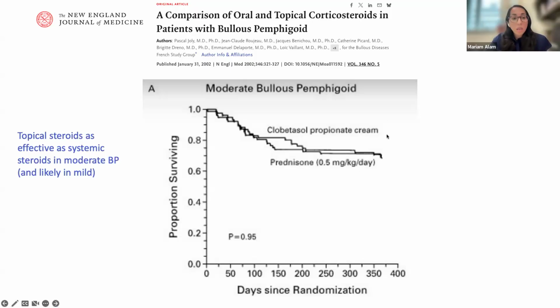So, this study was done in the moderate population. There have been smaller studies done in patients with more mild disease, but in general, if patients have more limited disease, I reach for topical steroids first.